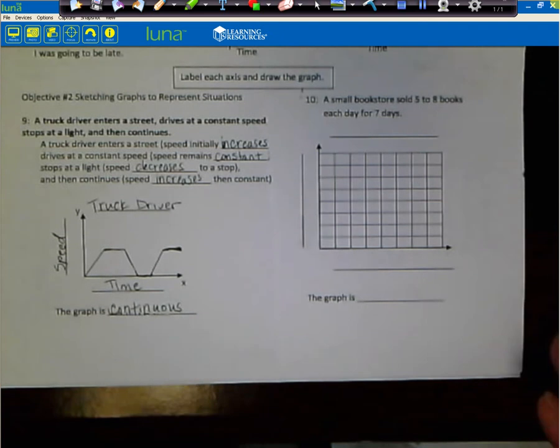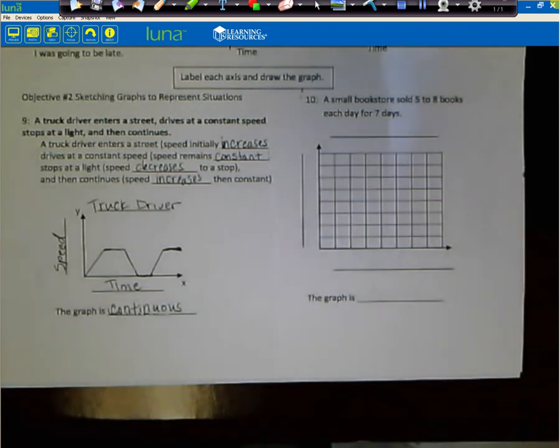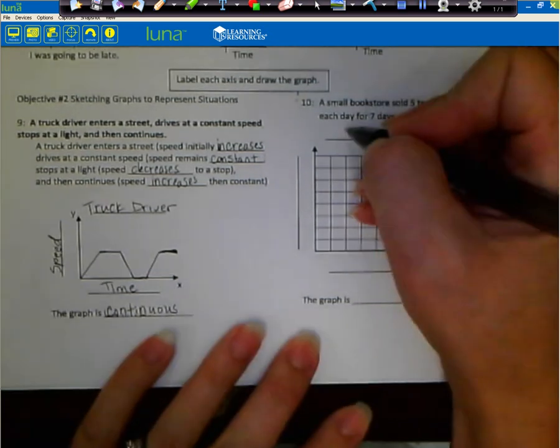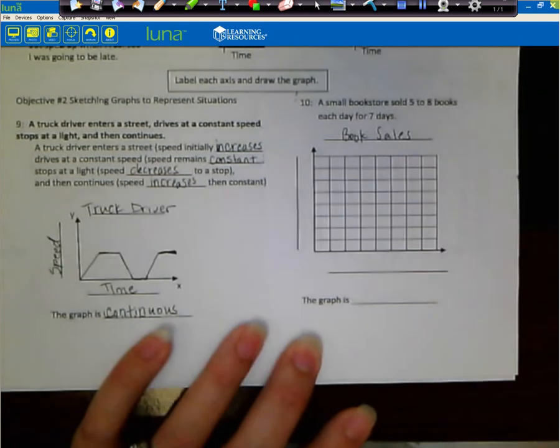All right, so now we're going to look at number 10. It says a small bookstore sold 5 to 8 books each day for 7 days. We're going to look at sketching a graph from this situation, and then we're going to tell whether the graph is continuous or discrete. So the first thing we're going to do is go ahead and title this graph. This is going to be book sales. So go ahead and title this graph book sales.